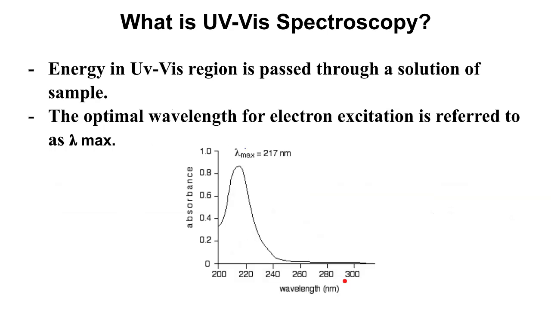In terms of UV-Vis spectroscopy, the energy in the UV-Vis region is going to be passed through a solution. Most commonly this is going to be a cuvette or maybe some sort of test tube. There are basic ones that get used in general chemistry labs where you can just insert a test tube, but usually it's going to be a cuvette that's got the clear sides and the arrows that you line up. You put your solution in that.